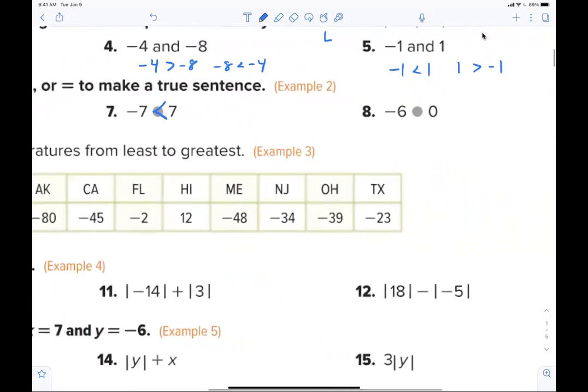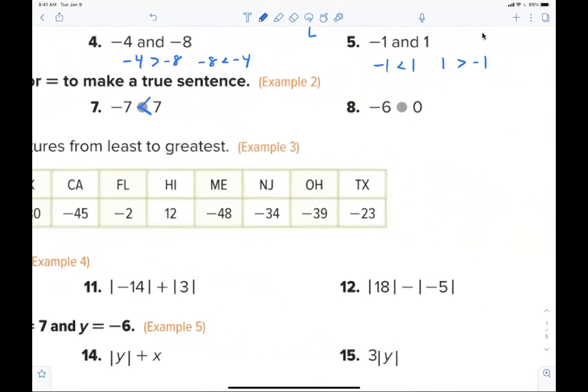All right, Max. And less than. Everybody okay with this? All right, here we go.